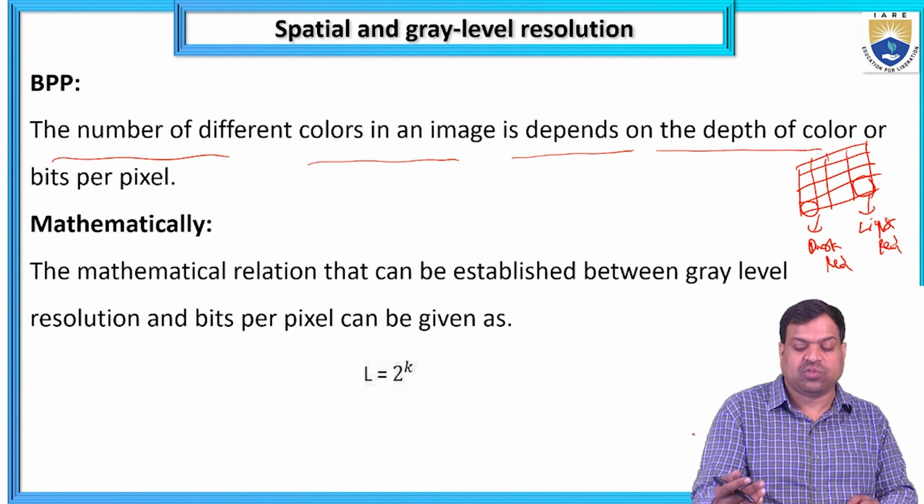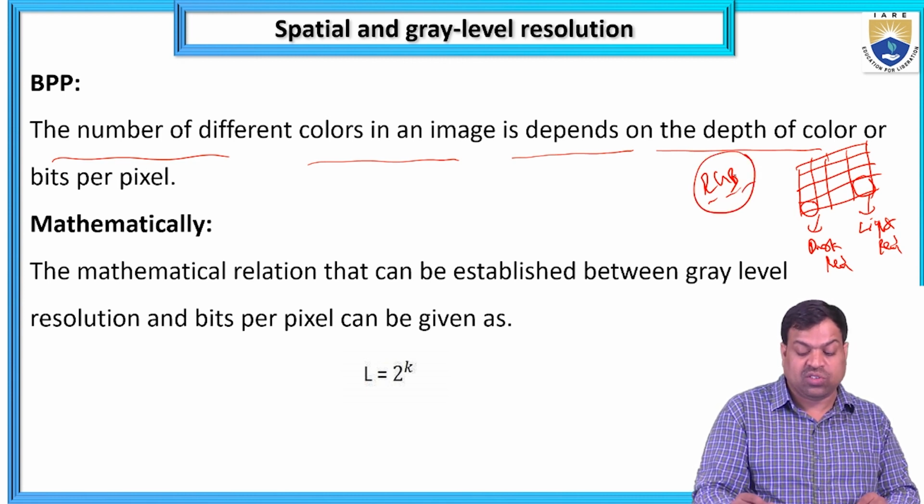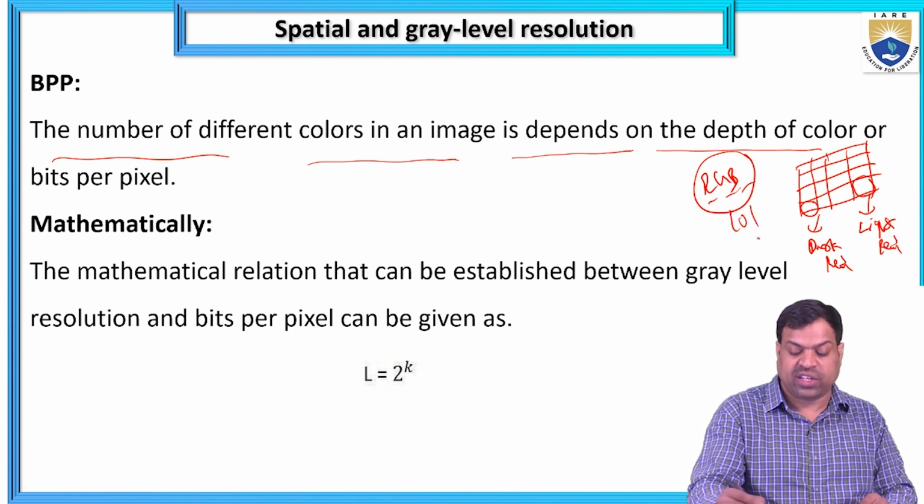There are different colors we are applying. Suppose we take RGB, red, green, blue, which is one color combination. In this RGB, how many red intensity values are there? How many green values? How many blue values? I am taking the combination of RGB. What is the depth of the color and what are the bits per pixel? Suppose I take 101, like this.